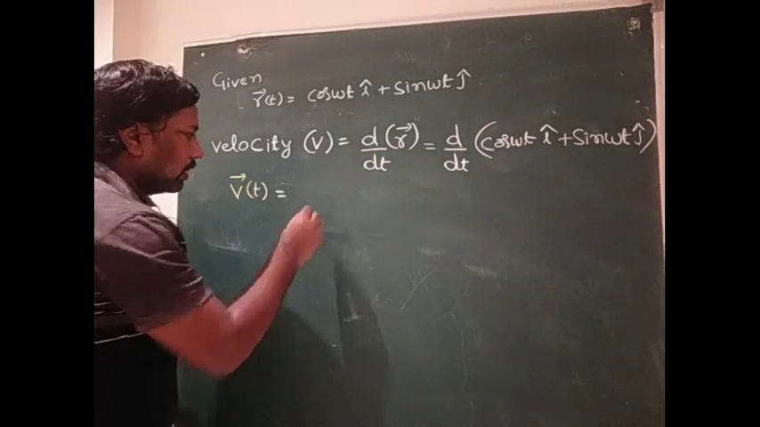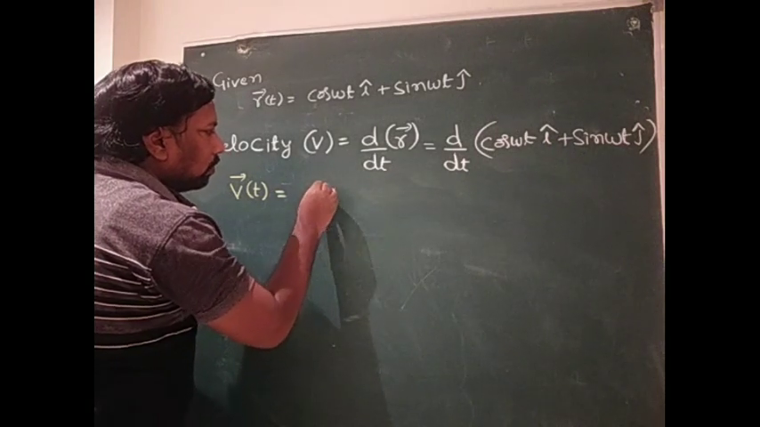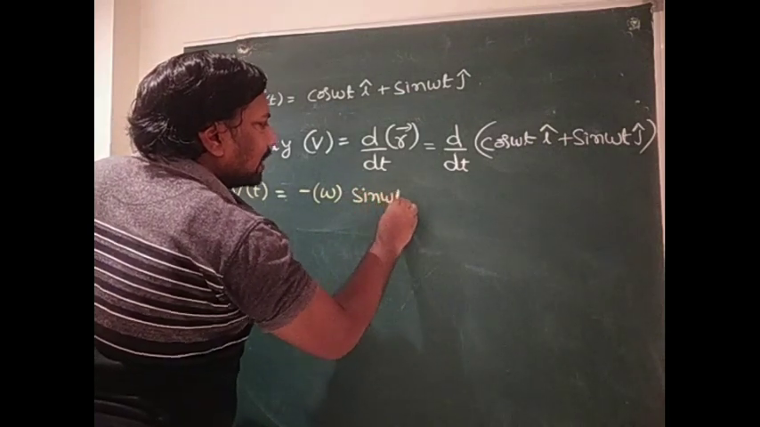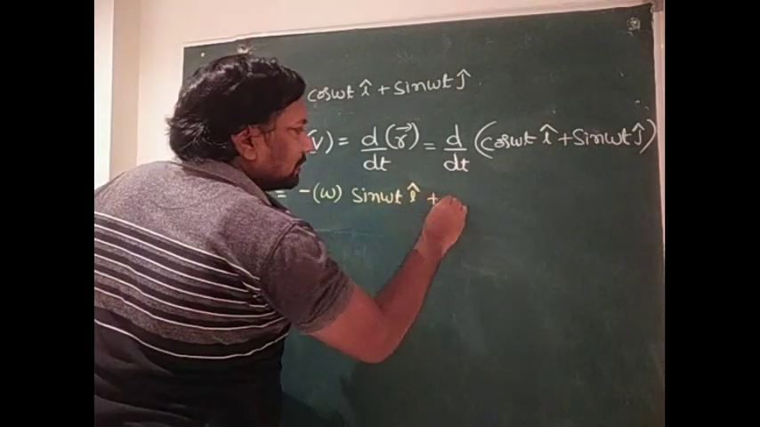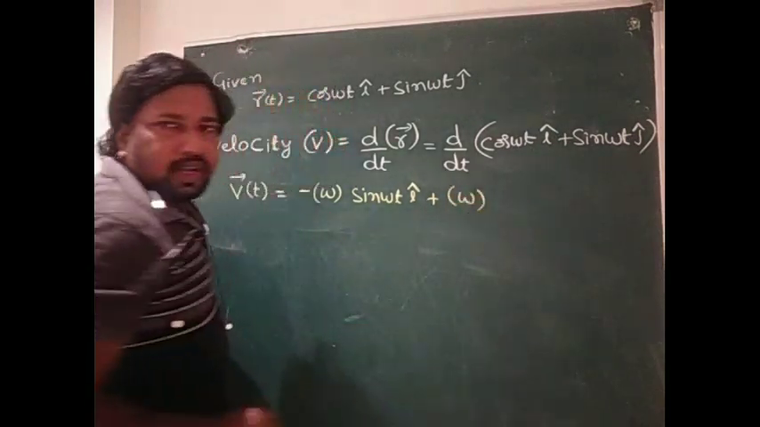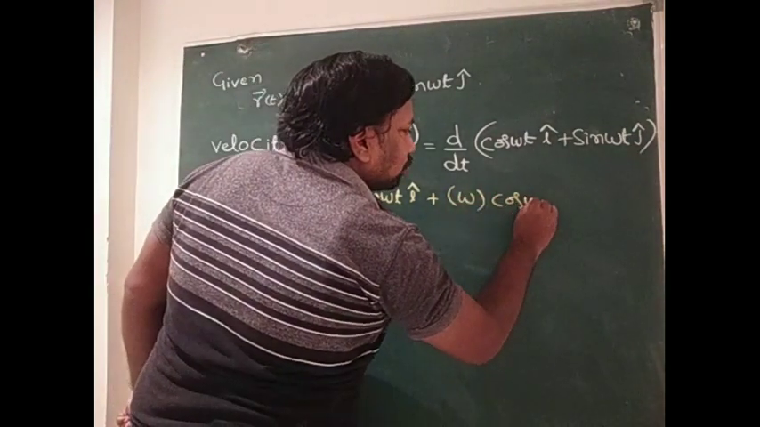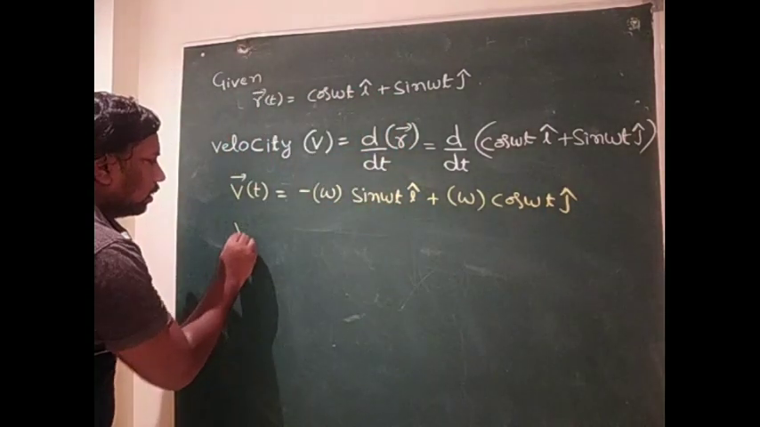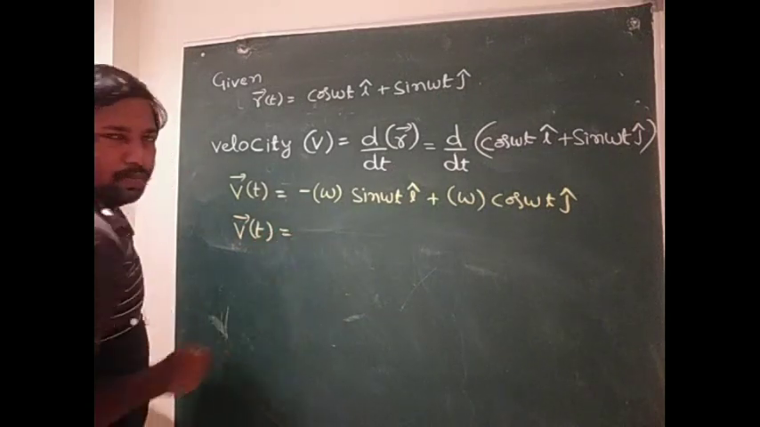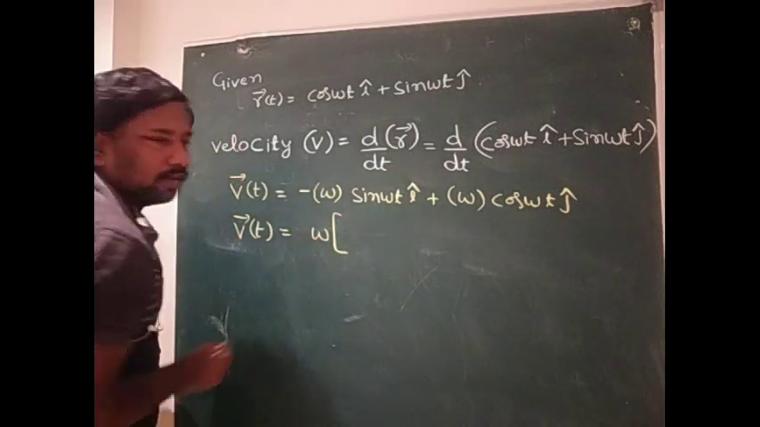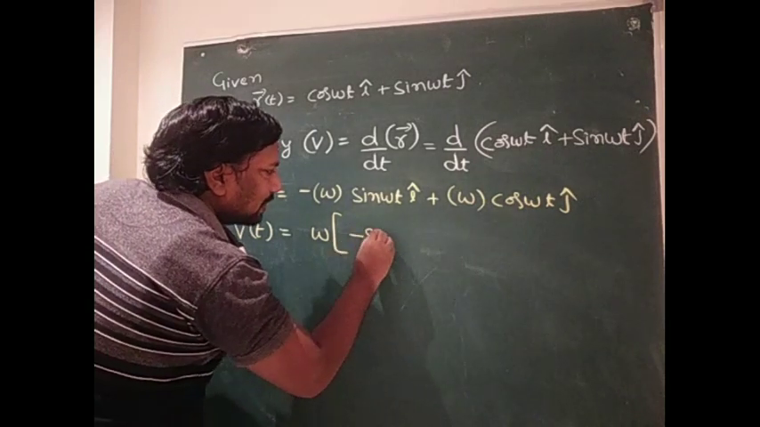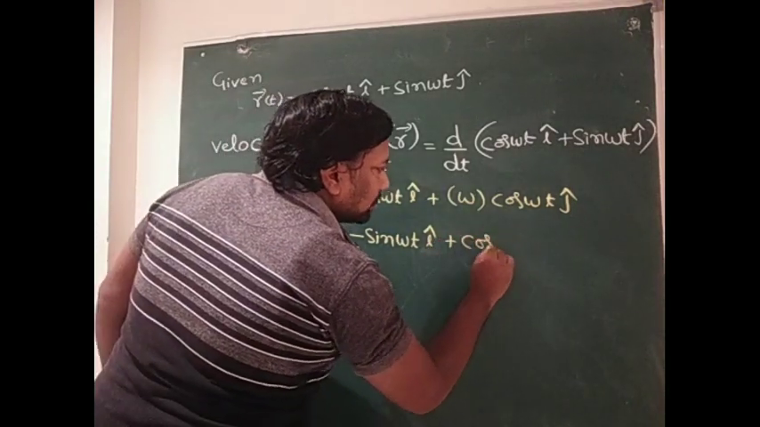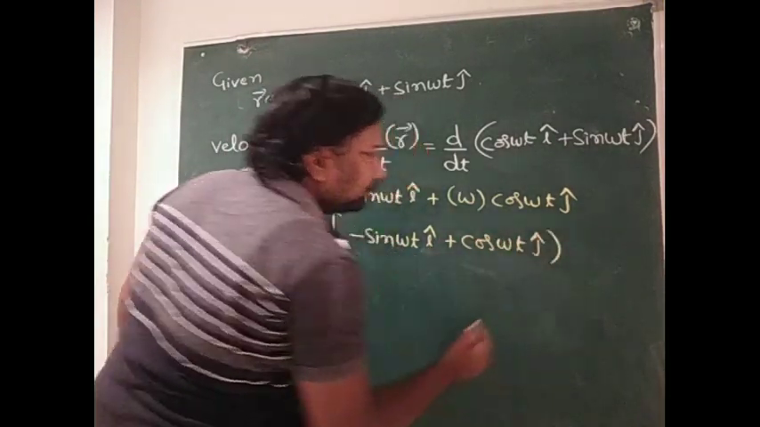Differentiating, minus omega into sin omega t i cap plus omega into cos omega t j cap. Taking omega common, that means minus sin omega t i cap plus cos omega t j cap.